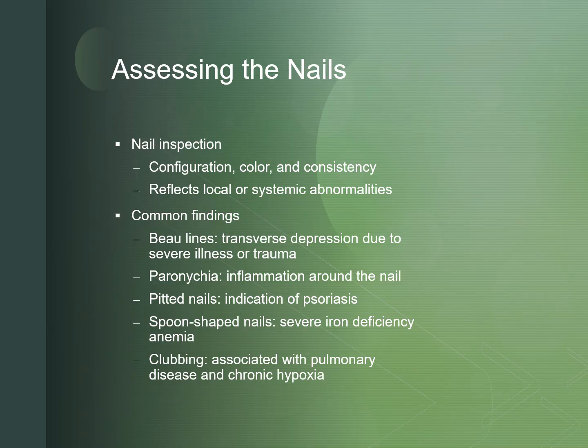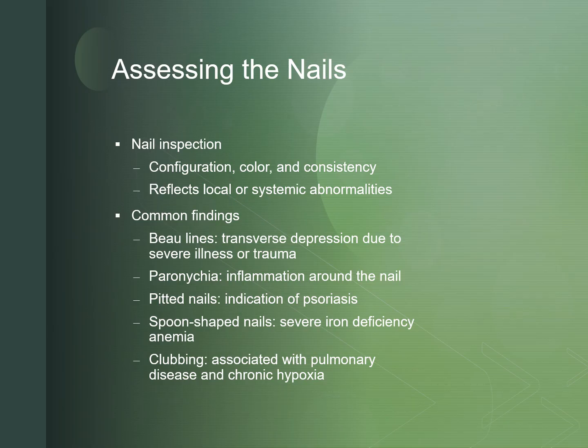Paronychia. This is inflammation or infection around the nail. We're looking for redness, swelling, tenderness. It's often related to bacteria or frequent moisture exposure. Pitted nails, these are small depressions in the nail surface, commonly associated with psoriasis. Spoon-shaped nails, nails that curve upward like a spoon.